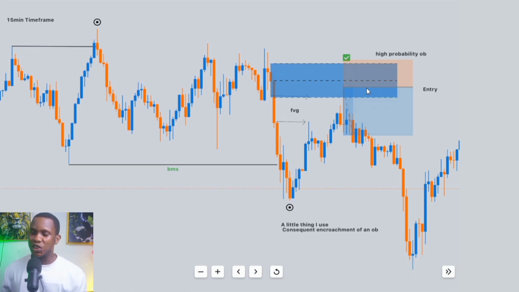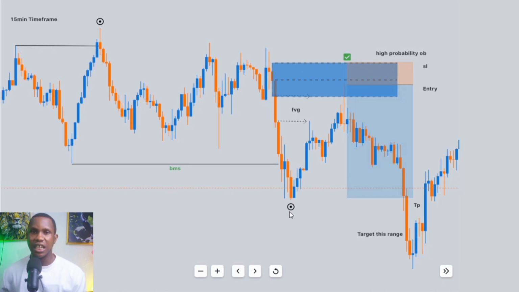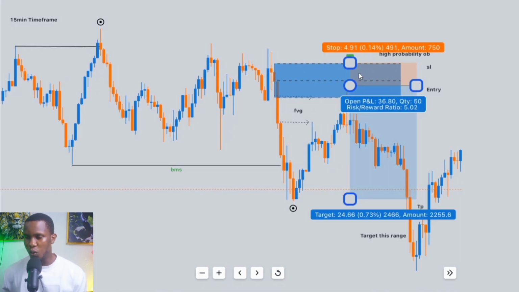So I'm going to be making my entry at the consequent encroachment of this order block. Stop loss above here. I'll target this range as my take profit level, giving me a 1:5 risk to reward ratio. And can you see how price returned back here? When it goes to exactly this order block level, it moved down to my take profit level, giving me a 1:5 risk to reward ratio, guys.